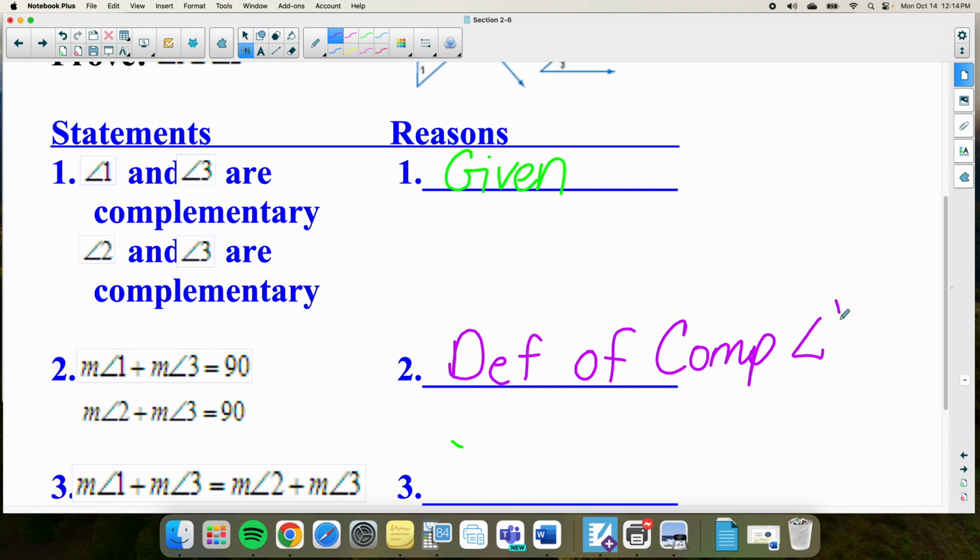Now normally when we do a new step, I would make sure it's on your cheat sheet, but this step is not one we use again. We don't use it unless we're doing this particular proof, so you don't have to worry about remembering it. Then also because 2 and 3 are complementary, you can say those two angles add up to 90.